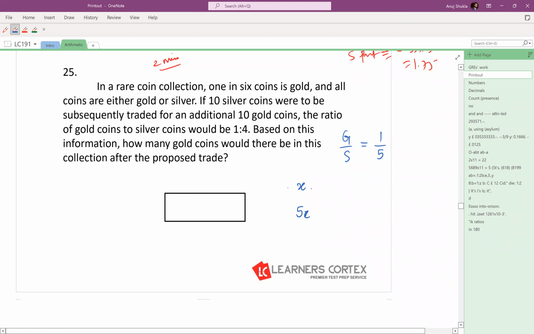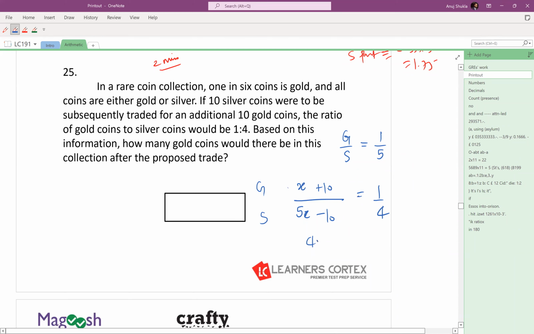What they are saying? Silver coins 10 are going. So this is gold and this is silver. So what is the trade happening? Trade is silver is going 10 and gold you are getting 10. And then what is the ratio becoming? It is becoming 1:4. That is what they have told. Solve it. So 4x plus 40 and this is 5x minus 10, right? So this is x equal to 50.